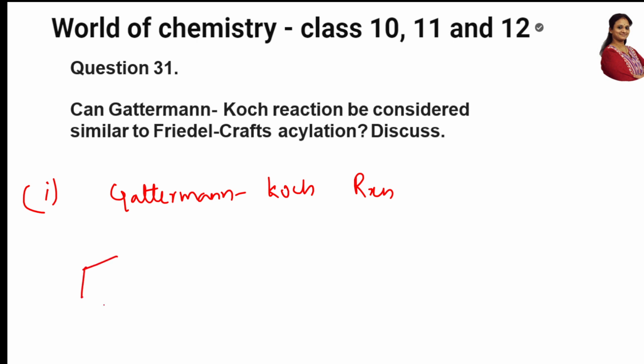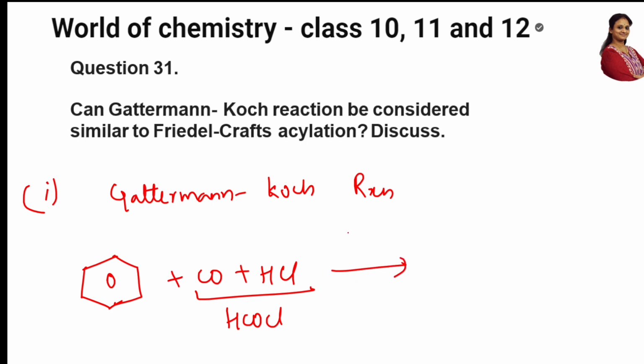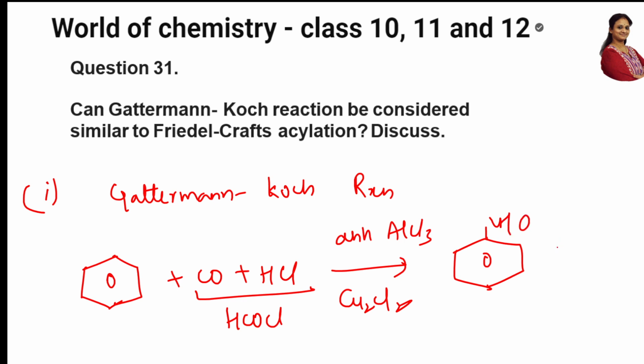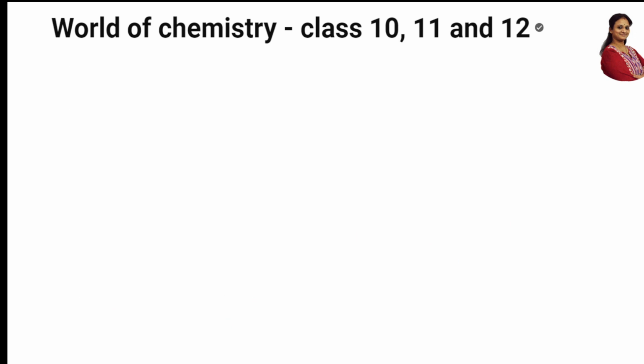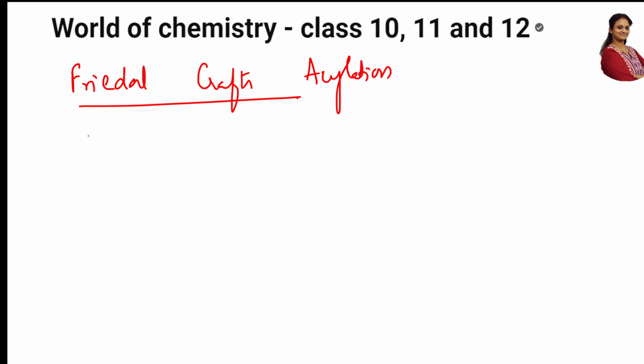Basically, you're taking benzene, you're adding CO plus HCl. This is nothing but HCOCl. You're adding anhydrous AlCl3, in the presence of CuCl2. What is it forming? It is forming benzaldehyde, C6H5CHO, and this is forming HCl. Correct? Now, Friedel-Crafts acylation they asked. So the second reaction is Friedel-Crafts acylation reaction.